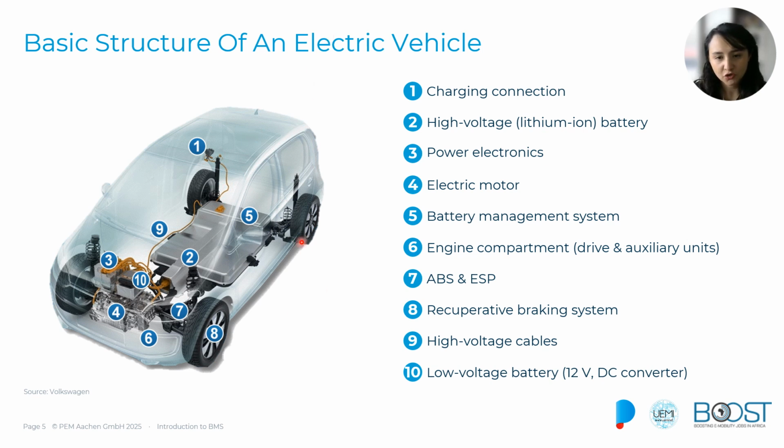Here we have the structure of the vehicle and its main components. First, the charging connection of the vehicle, and then at the core of every EV, we have the high voltage lithium-ion battery. This is basically where the energy is stored, and essentially it is the fuel tank of the vehicle. Then this energy is managed and distributed to the electric motor, number 4. The electric motor has the function of converting the electrical energy into mechanical energy to drive the wheels and propel the vehicle.